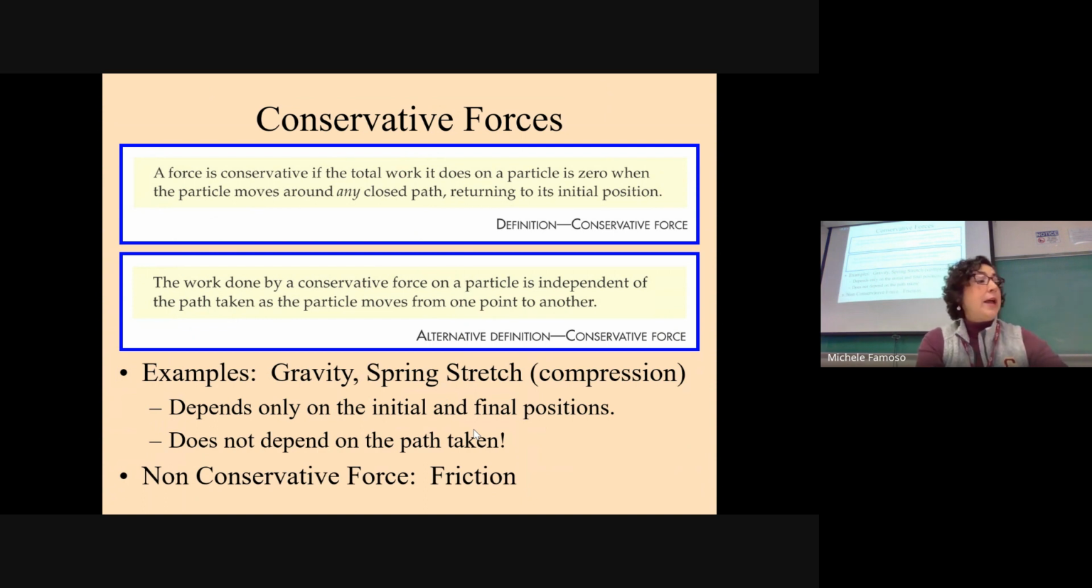The best example I can give you of a force which is therefore non-conservative, where the work is different depending on the path you take, the longer the path, the more work gets done, would be friction, right? Because the more distance you have with a frictional force, the more heat you're going to create.